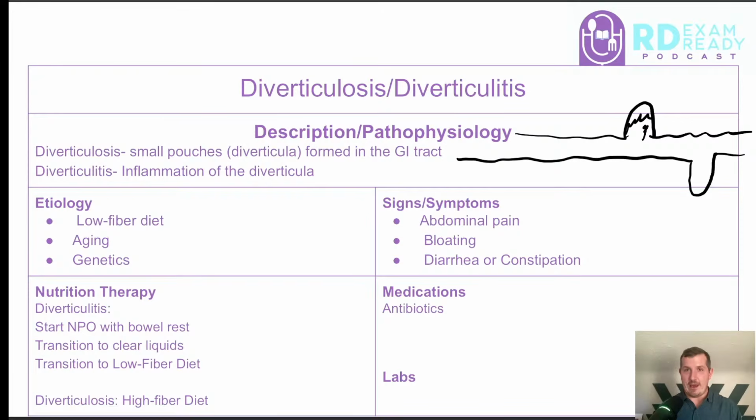Let's talk through etiology a little bit. What causes this? Typically, it's going to be low fiber diets, aging, and genetics. Those are three major pieces that can factor into this here.